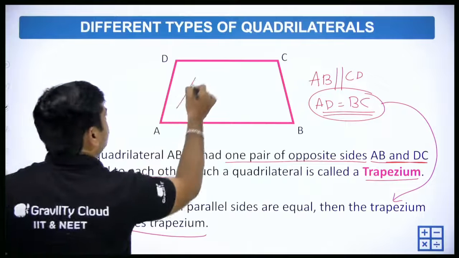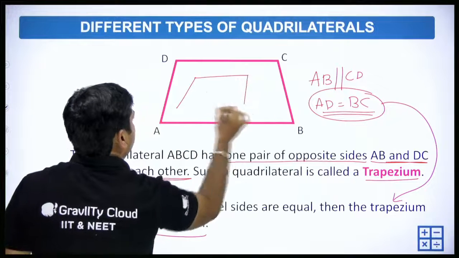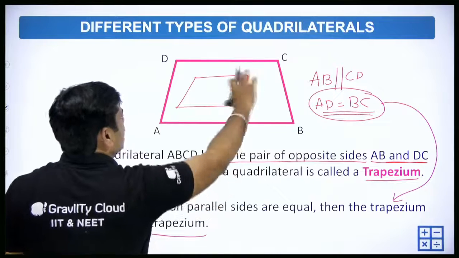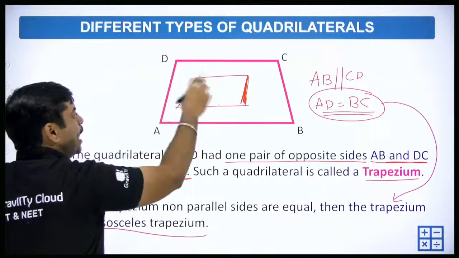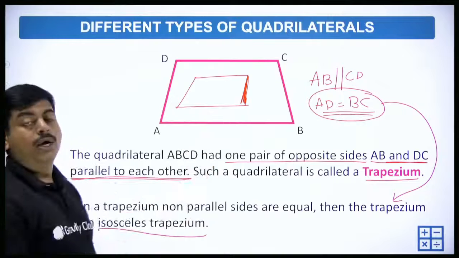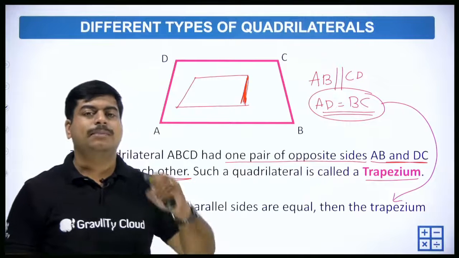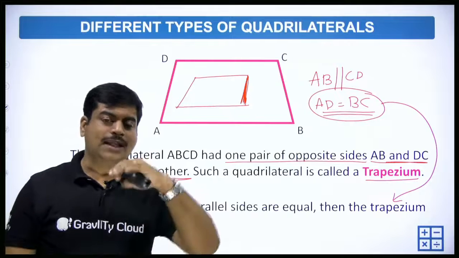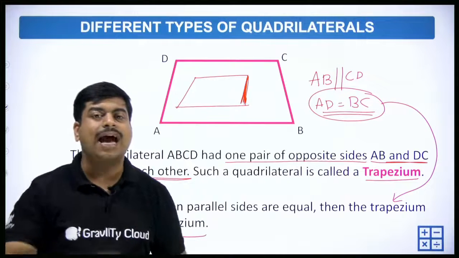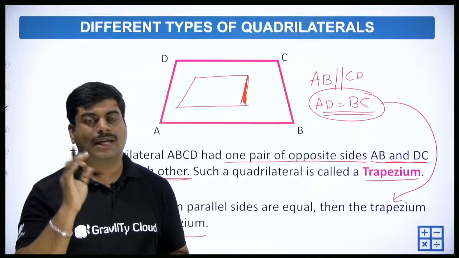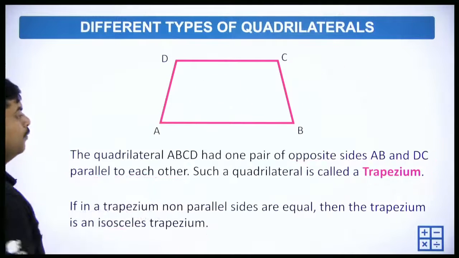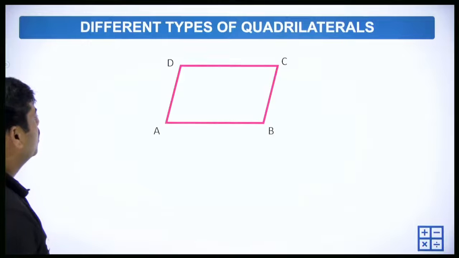I'll draw here only. So you can see here, these two opposite sides are not equal. Although these two are parallel, the other two sides are not equal. So it is just enough to define a trapezium if one pair of sides is parallel. But if the other two sides are equal, then we can say that it is an isosceles trapezium. Okay. So moving ahead for the next question.